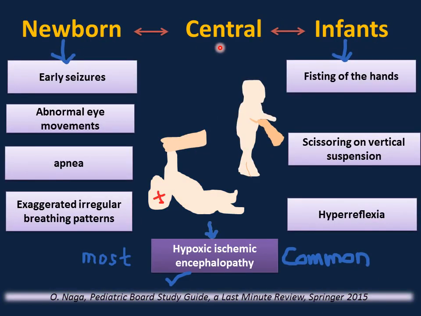Suggestive signs of central causes of hypotonia in newborns: early seizures, abnormal eye movements, apnea, exaggerated irregular breathing patterns. In infants, fisting of the hands beyond the first few months of life is abnormal. Scissoring on vertical suspension, hyperreflexia. The most common cause of central hypotonia is hypoxic ischemic encephalopathy.